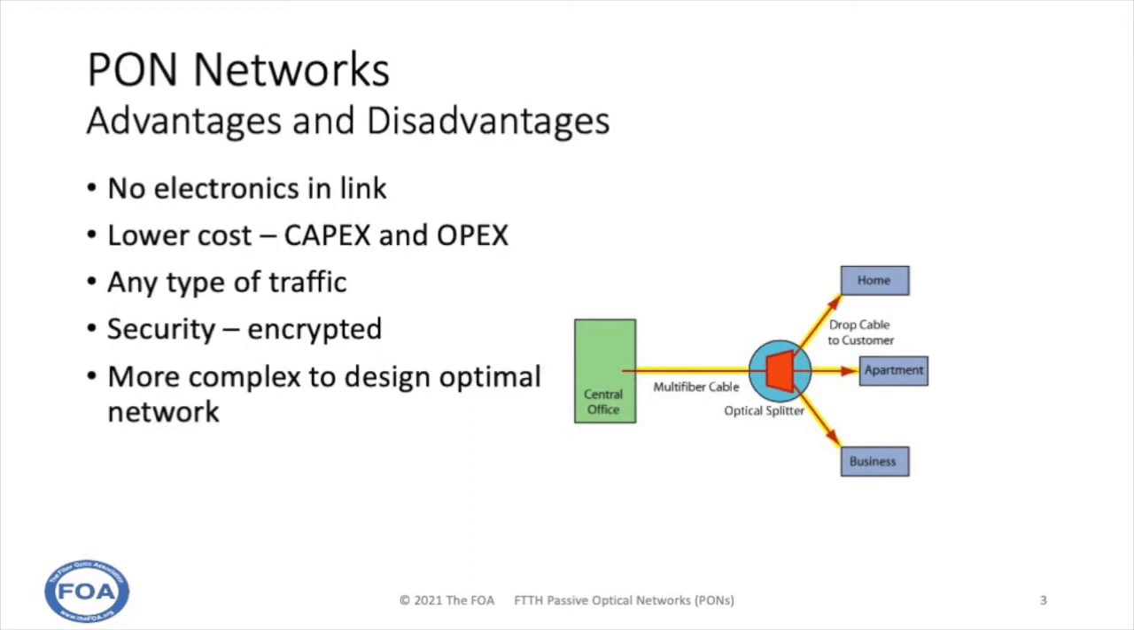Passive optical networks have some significant advantages over typical all-electronic networks. Because there are no electronics in the link, there are no places needed to site the electronics, provide power to them, uninterruptible power, perhaps heating and air conditioning. This leads to significantly lower cost, both capital expenditure, CapEx, and operating expenditure, OpEx.